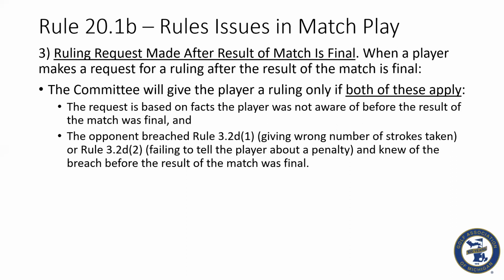So they'd have to knowingly give the wrong information, give the wrong number of strokes, or fail to tell a player about a penalty. So the key there is that they knew of the breach. If they didn't know of the breach, it's too late. But if they knew that it was a penalty and they just didn't tell the opponent, then we would make a ruling in this case. And then there's no time limit on giving such a ruling.